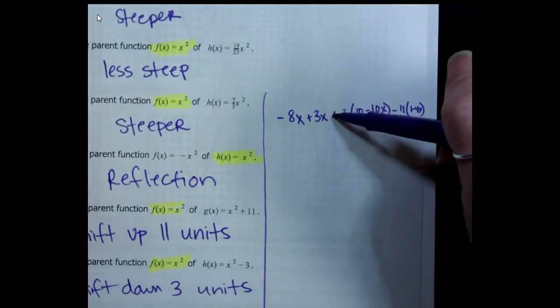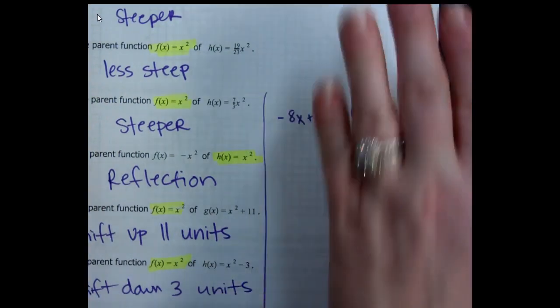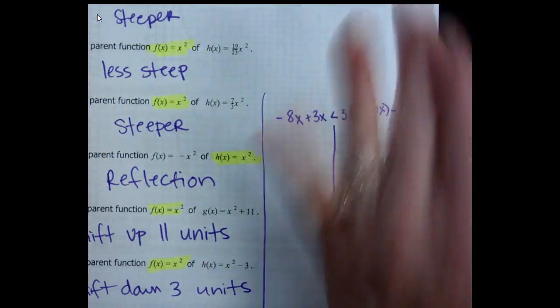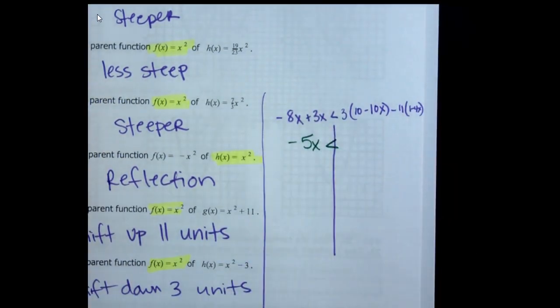Here is my dividing line. We are going to solve for x, but first I need to clear some stuff up. There's a lot of things going on in here. First of all, these two on the left-hand side are like terms. So negative 8 plus 3 is negative 5. So that one gets a little bit smaller.